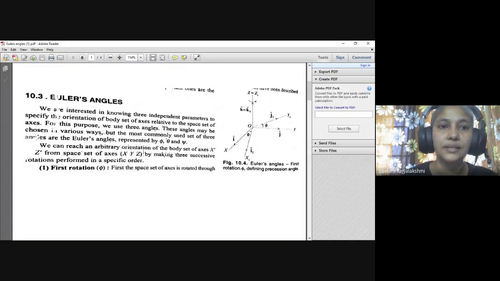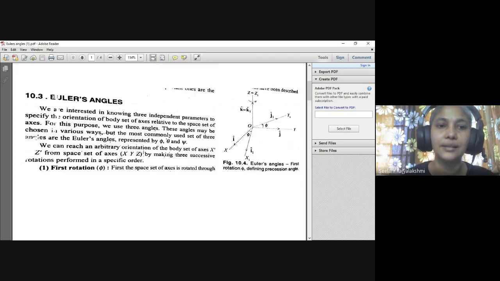Okay, let us see Euler's angles. Here we'll consider three independent parameters to specify the orientation of the body set of axes, which is related to the space set of axes. For this purpose we use three angles. They may be chosen in various ways, but the most commonly used set of angles are the Euler's angles, which are represented by phi, theta and psi.